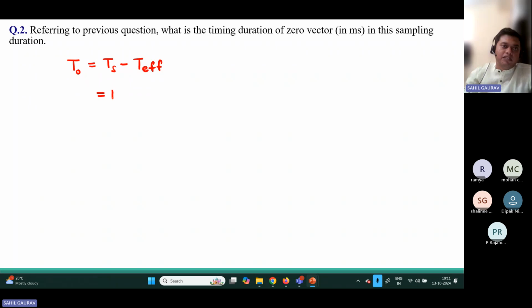So it will be 1 millisecond minus, we have calculated the effective timing duration, 0.7 millisecond. So it will come as 0.3 millisecond. So these are some basic problems based on this SVPWM technique.